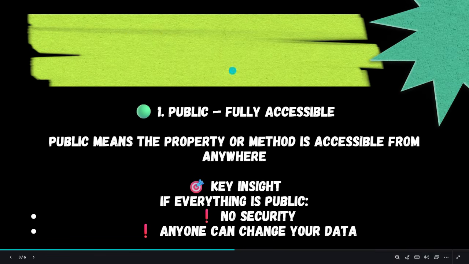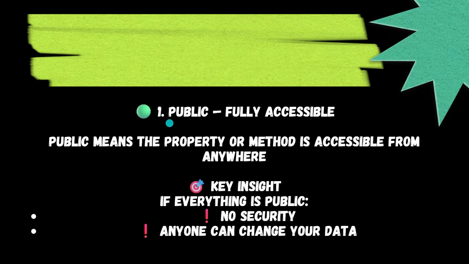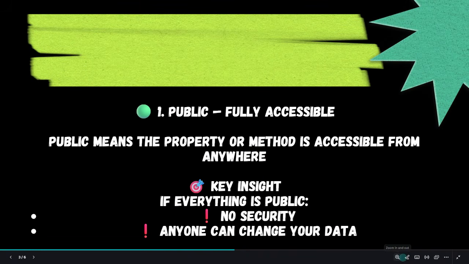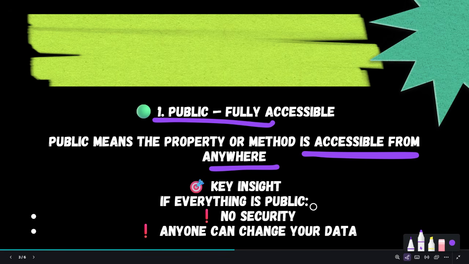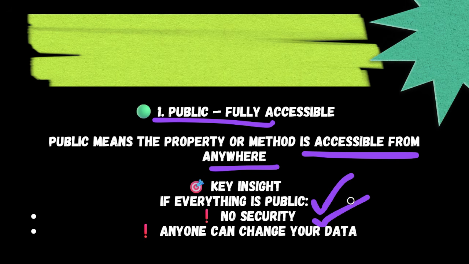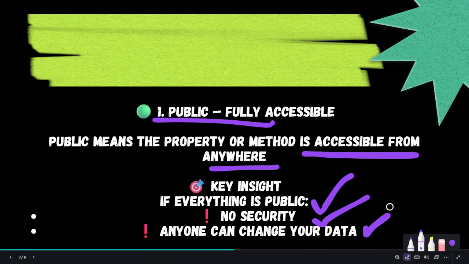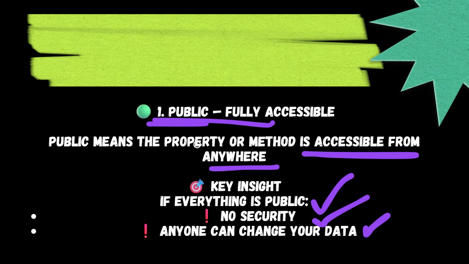So here we will see the example for the public. First, public: fully accessible. Public means the property or method is accessible from anywhere. Key insight: if everything is public, there is no security, and anyone can change your data. So first I am going to work on public, then private, then protected.